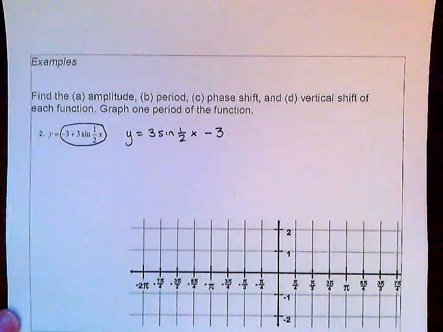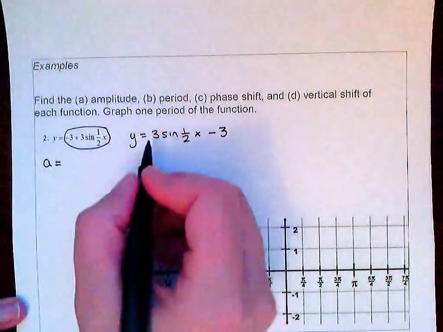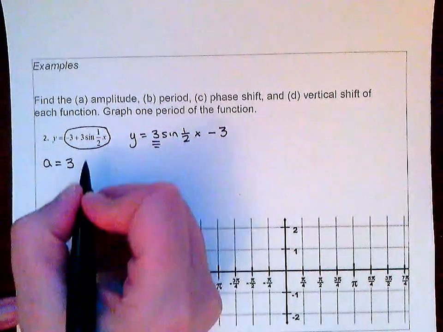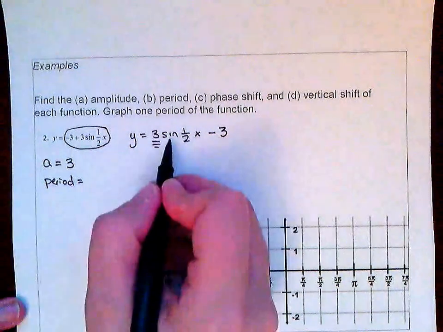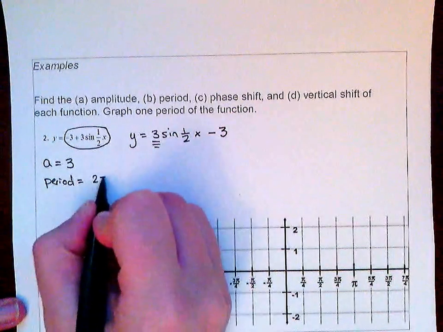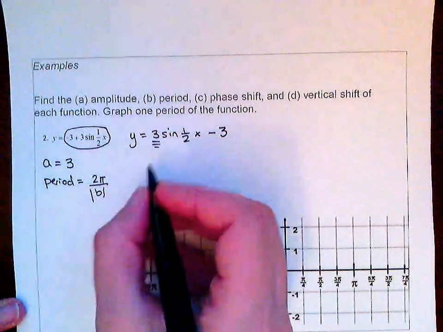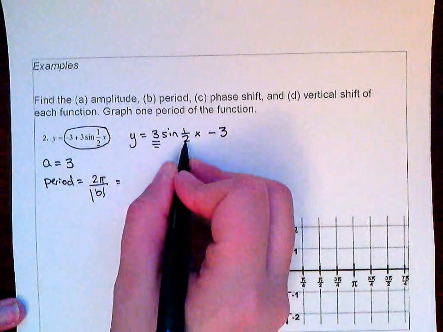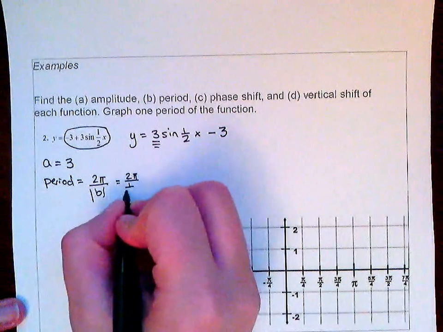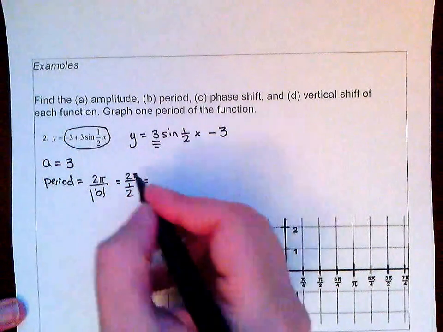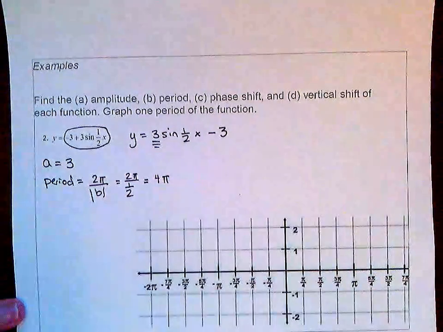Okay, excuse that interruption. So now let's identify the amplitude. So the amplitude here, again, is 3. Our period, since it's a sine function, is going to be 2 pi over the absolute value of b. And in this case, b is going to be 1/2. So it's going to be 2 pi over 1/2, which of course is equal to 2 pi times 2 over 1, which is 4 pi.